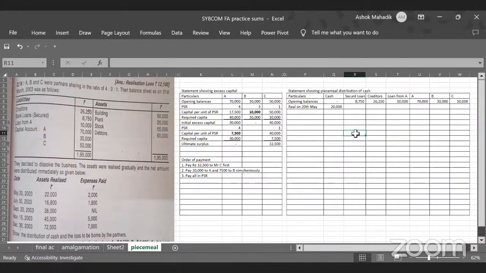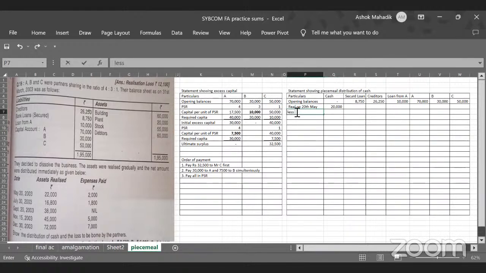Okay. So after preferential liabilities, you pay secured loan first. Okay. Then unsecured loan, then partners loan, and then partners capital. That is the order. Okay. So in this sum, we have secured loans. So let us pay them first.